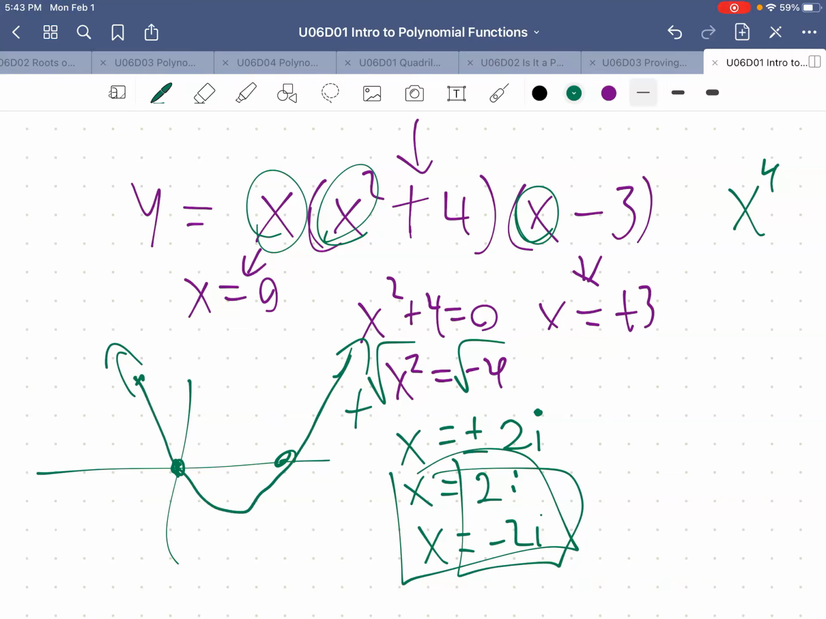And that pretty much covers everything you need to know about the introduction to polynomial functions.